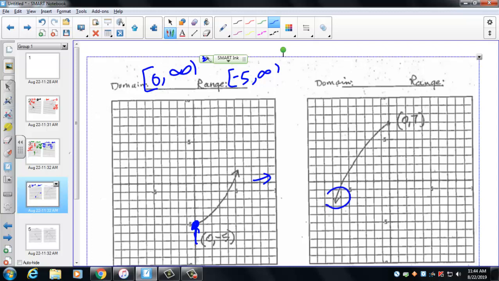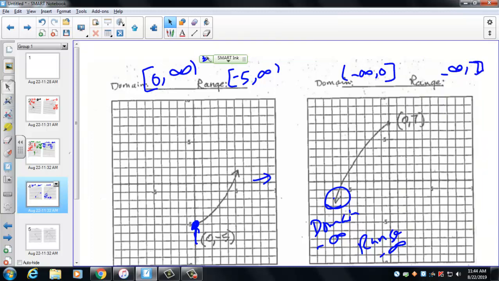The domain for this one, this arrow, is going to the left, so that's negative infinity. It's going down, so that's negative infinity. So the domain is negative infinity to 0. The range is negative infinity to 7. That's a parenthesis, not a bracket.